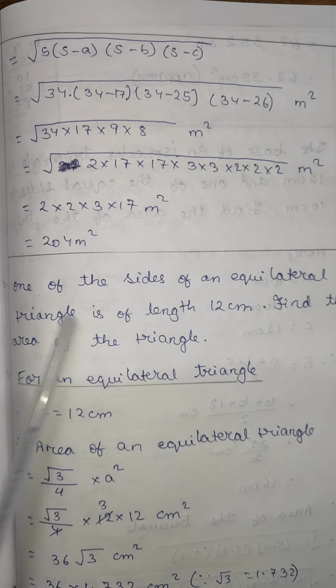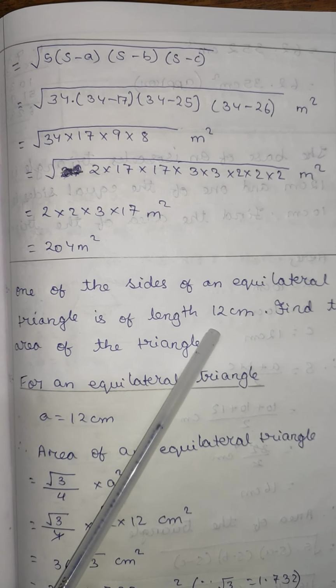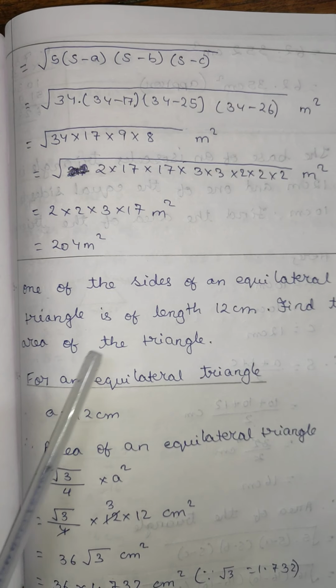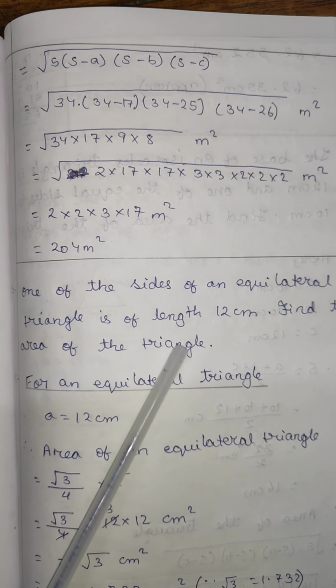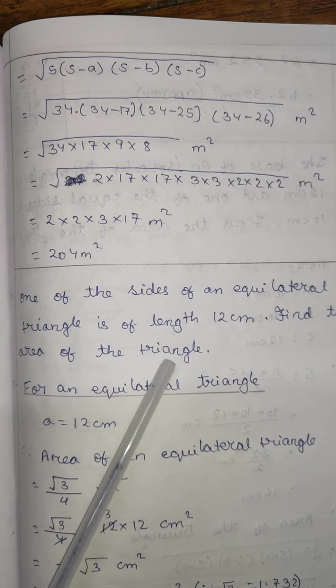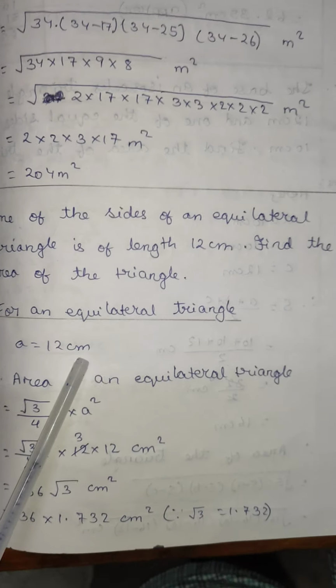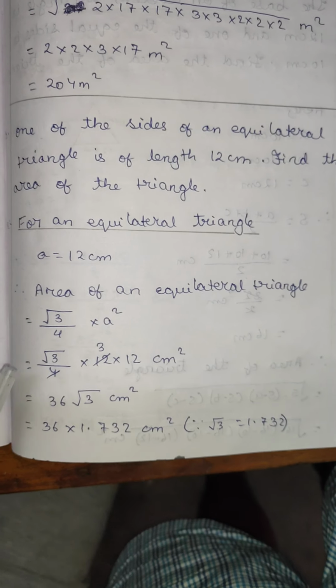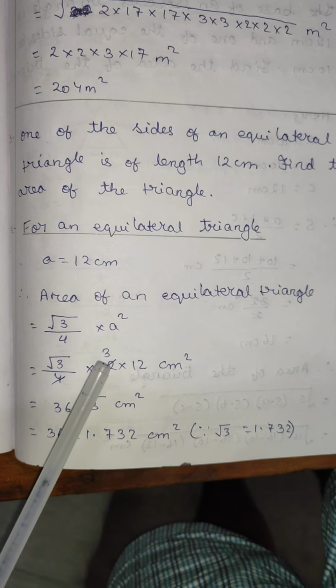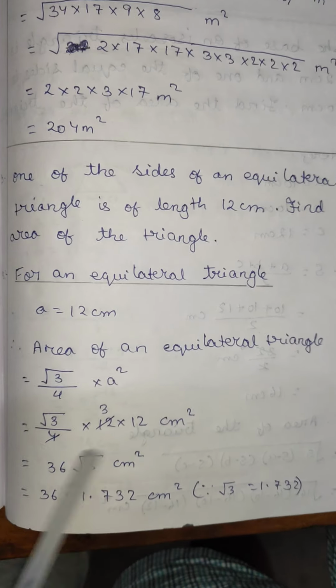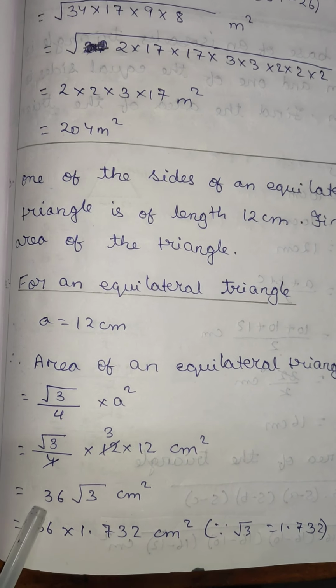Now third question, it is about an equilateral triangle with side measurement 12 centimeter. They told us to find the area. Since we know the area formula of an equilateral triangle, this time we'll use that only, not Hero's formula. For an equilateral triangle, a is 12 centimeter. So area of an equilateral triangle, root 3 by 4 into a square. a is 12, we can write 2 times. 4 and 12 cancel out, result 36 root 3.